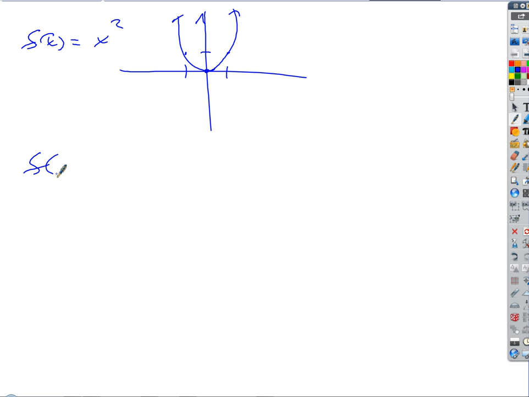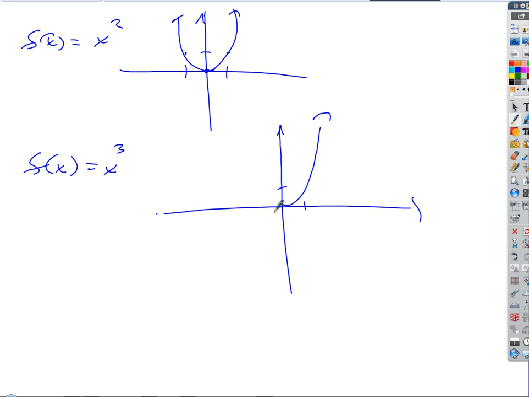We can take the parent graph f of x equals x cubed. What's that one look like? Very similar. But what's it do differently than x squared? Okay, I've seen people doing this kind of thing. That's the one that does this, right? So it's going to go over one and up one, but then it goes back one and down one. So it's going to do that, right? And we'd say that this is the vertex, and that's the point that we kind of treat as a vertex, right? The point of symmetry, at least, right?